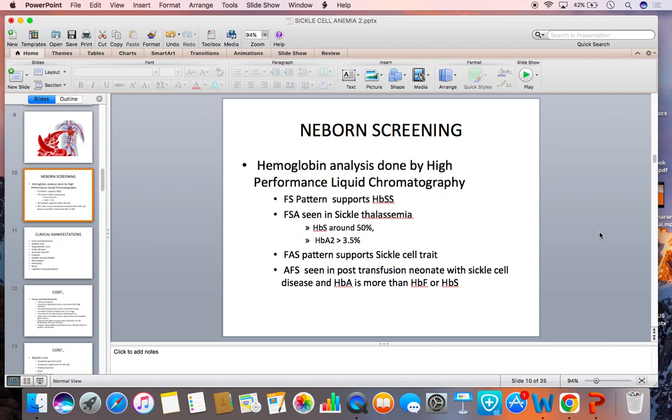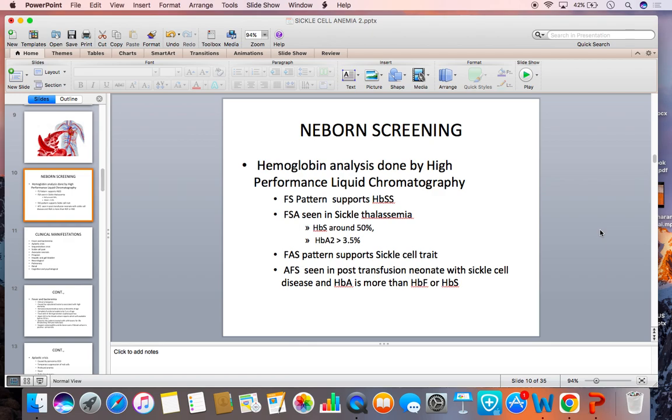Because of this condition, which starts due to the genetic abnormality, the screening should be done in the newborn period in order to make the early diagnosis. Hemoglobin analysis is done by high-performance liquid chromatography. If the pattern shows FS pattern, that supports HbSS.